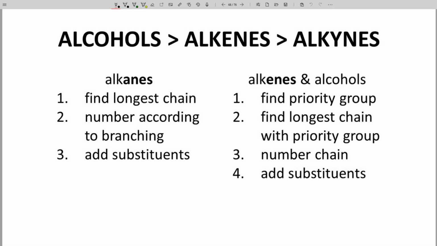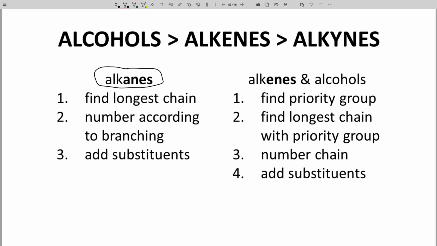Before jumping into the problems, let's just review a couple ideas about naming molecules. On the left we have a category here, rules for naming alkanes. And alkanes are kind of easy. You simply find your longest chain. That's your first step. And then you figure out how you're going to number your chain, and then you add your substituents accordingly.